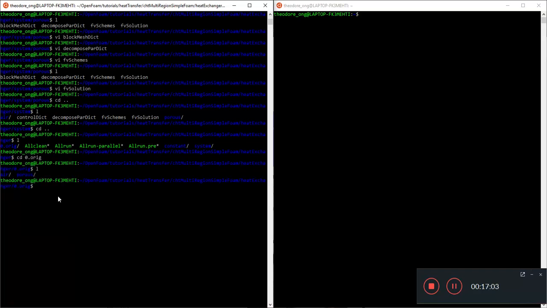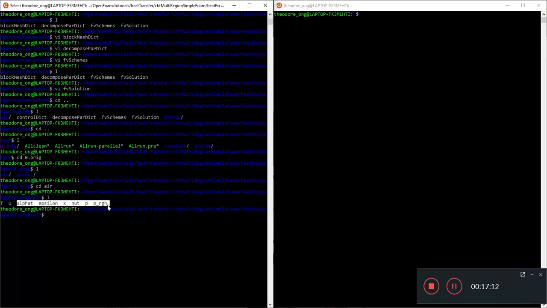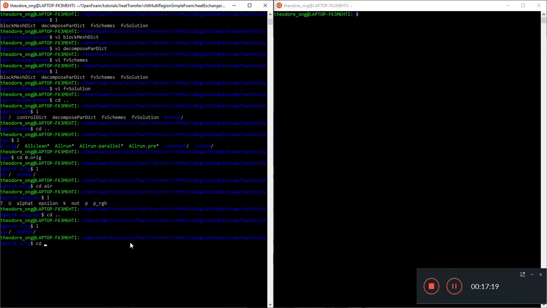So you see, air and porous have different zero files. So again, in the air file we have T, U, alphat, epsilon, k, nut, and p_rgh. Same thing for porous.